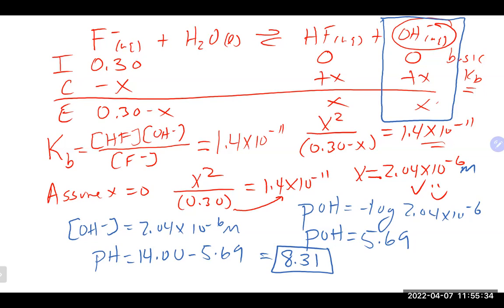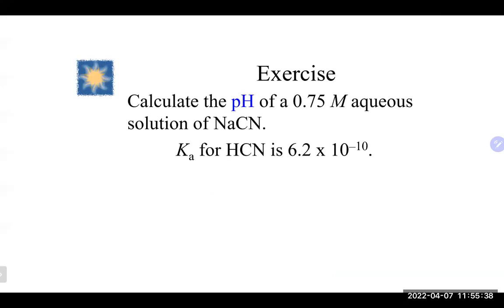All right, now I did one, you do one. Let's calculate the pH of 0.75 molar sodium cyanide. Ka value given. What is the pH? Take a look and see. So we're looking for a pH here of our sodium cyanide.